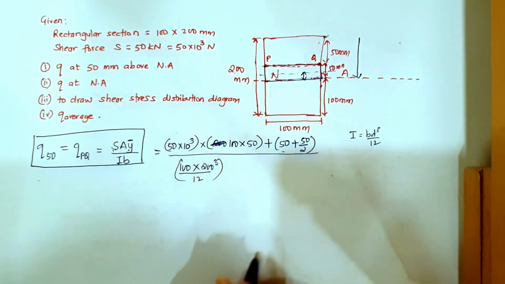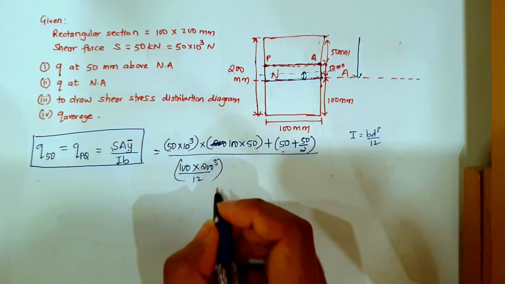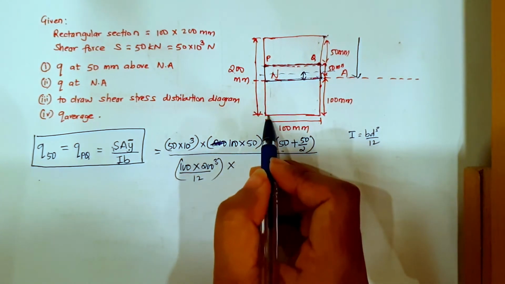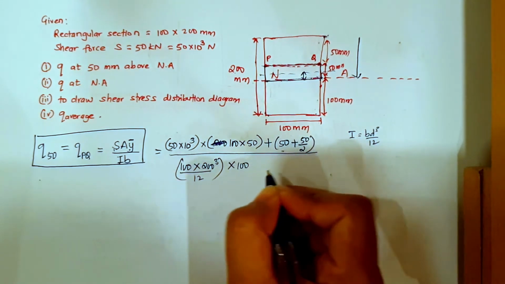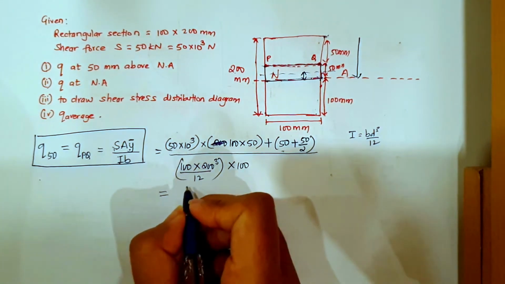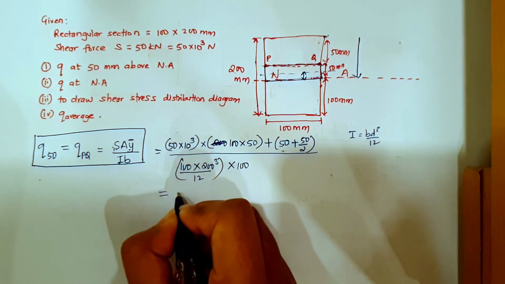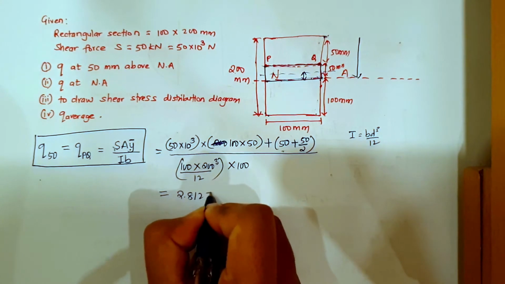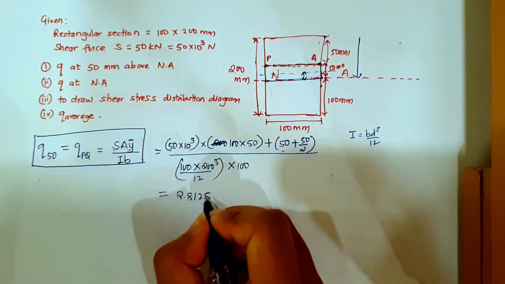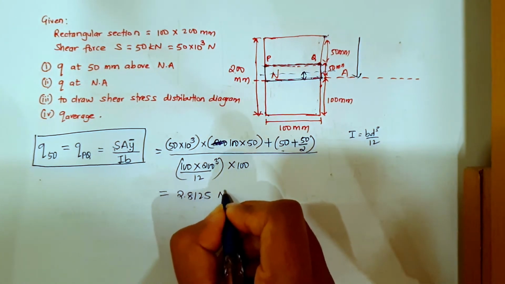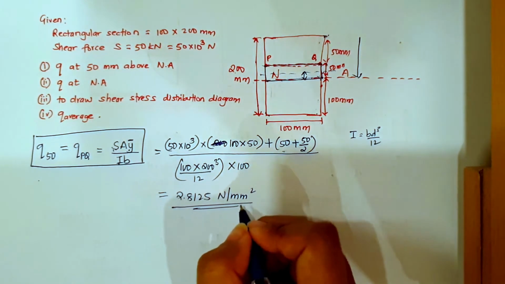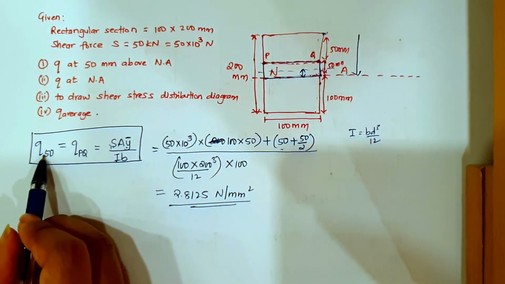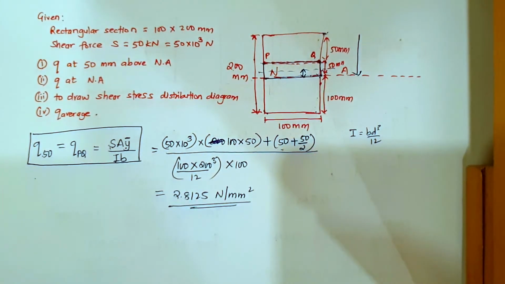अब ये पूरा सेक्शन के लेके जा रहे हैं, ये पूरा सेक्शन के, into how much is B? B is from here to here 100. So if you solve this, you will be getting shear stress equal to 2.8125 Newton per mm square. So this is the shear stress at 50 mm above the neutral axis.